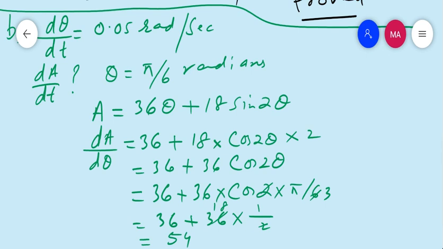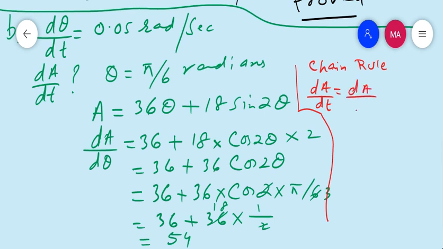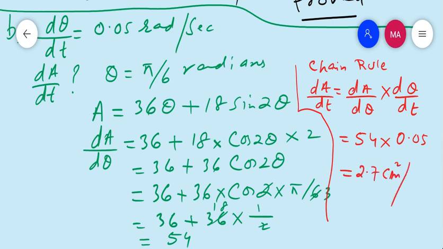Now we will apply the chain rule. dA by dt is equal to dA by d theta multiplied by d theta by dt. dA by d theta we found as 54 and d theta by dt is given as 0.05. Calculate. The answer is 2.7 centimeter square per second. This is our final answer.